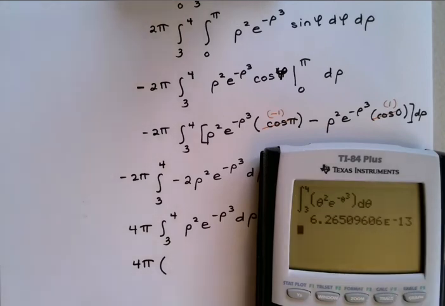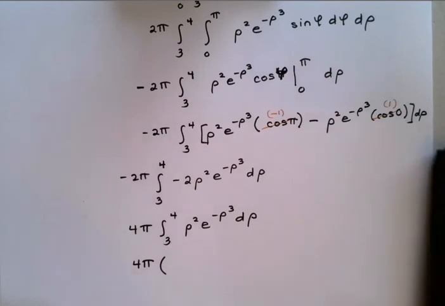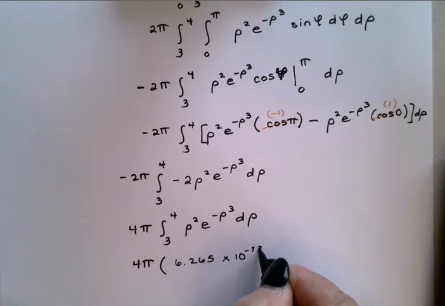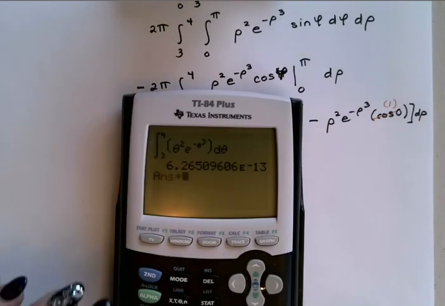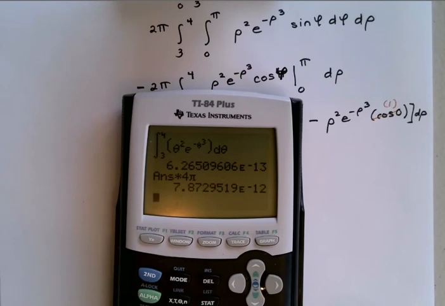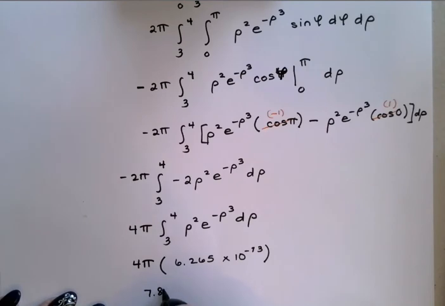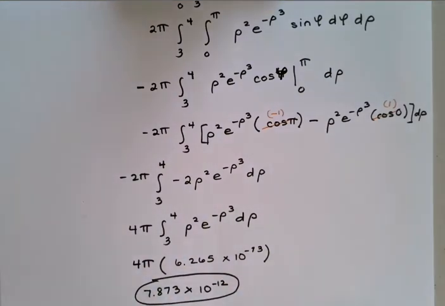Notice I get this tiny little answer. Oftentimes we call that round-off error, but it's not this time. I was expecting a very small answer because of those large negative exponents on the e. So I'm going to keep this, 6.265 times 10 to the -13. And then if I multiply that by 4 pi, I have about 7.873 times 10 to the -12. So there's example 3.